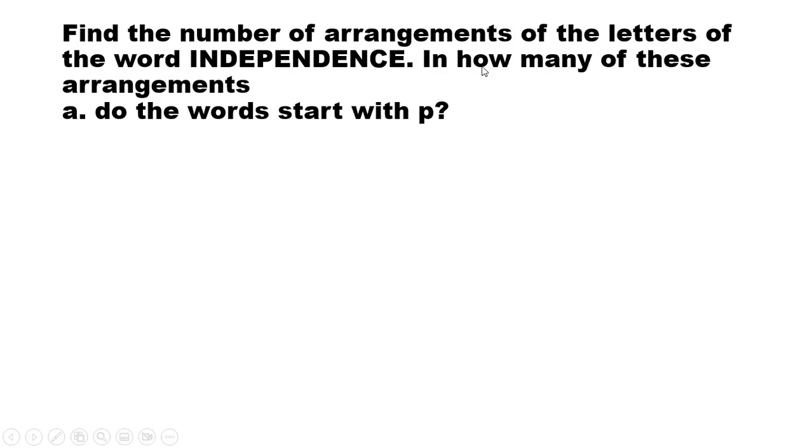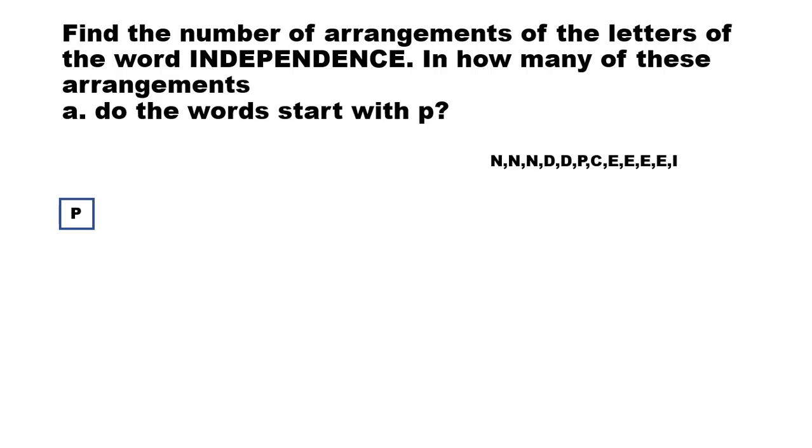Find the number of arrangements of the letters of the word independence. In how many of these arrangements do the words start with P? Now, as we know, first step in solving this is writing out the available number of letters. Here I have grouped them down further so that we know that there are 3 N's and there are 2 D's, 1 P, 1 C and 4 E's and 1 I. In total we have 12 letters here, and our condition is we are going to use all the letters here, but the word has to start with P.